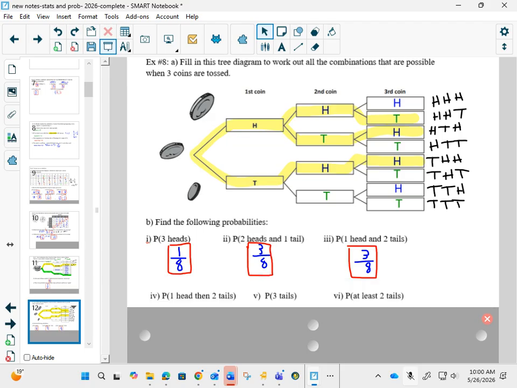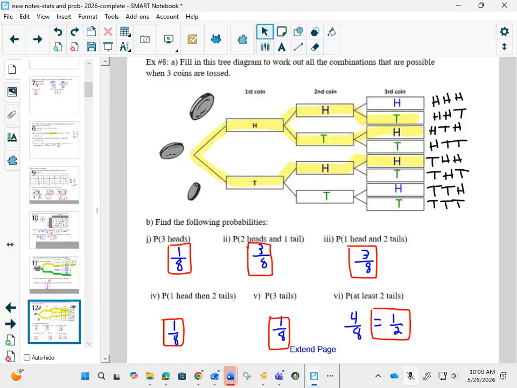Okay, so now let's see if you can figure out this. This is a little bit different. They say, what is the probability of getting 1 head first, then 2 tails? So you have to do this. How many ways can you get 2 tails after that? How many branches? Only the one way. So that probability is going to be 1 out of 8. Probability of 3 tails, only one way, 1 out of 8.